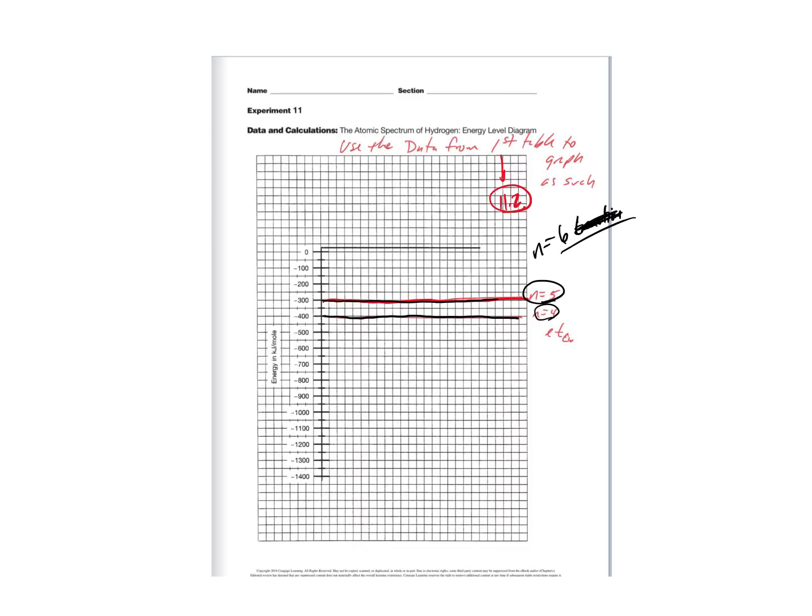Then, lastly, you have a graph to do. You're going to use the data from your first table to graph the first 6 energy levels. For example, for energy level 5, if you calculate it out to be negative 300, n equals 5, you would just draw a straight line across for n equals 5 and label it n equals 5, n equals 4, n equals 3, etc. So, I hope that makes a little bit more sense.